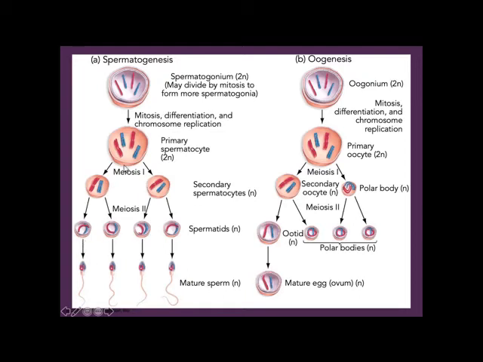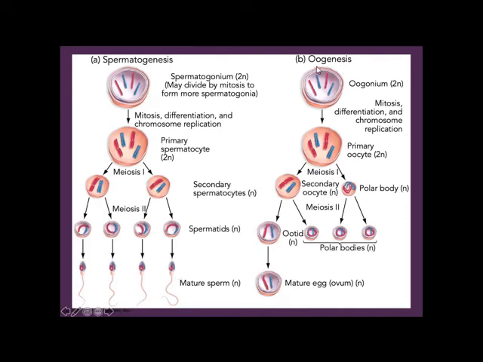So the name of the cells after meiosis 1 are the secondary spermatocytes, and then after meiosis 2, they're called spermatids. I will not ask you the vocabulary on this slide particularly, just be aware that the final product of spermatogenesis is going to be 4 mature sperm. This is not quite the same as what happens with eggs.